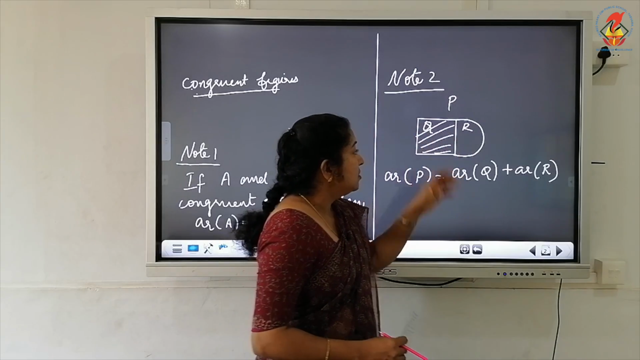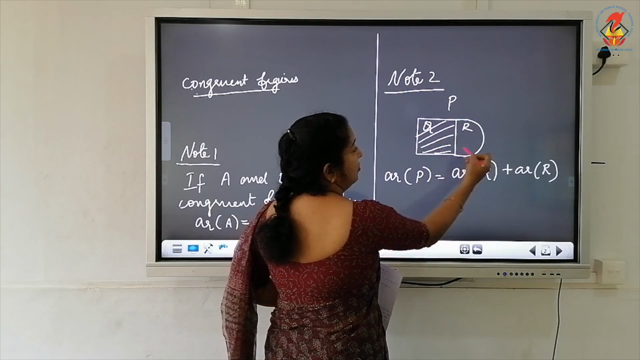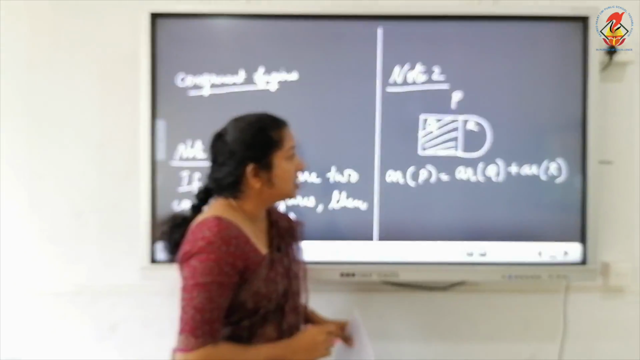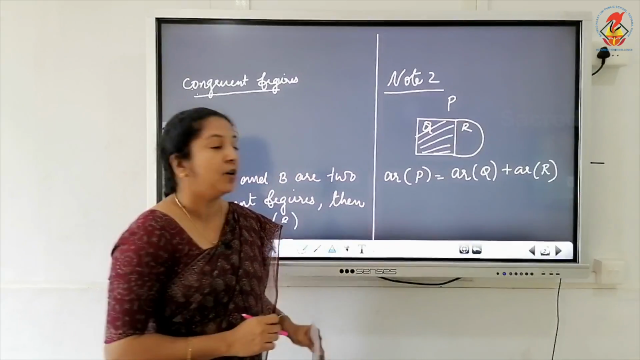Next, see here I have given a figure, this figure P, which is formed by figures Q and R, which are not overlapping. So, the area of P is equal to area of Q plus area of R.